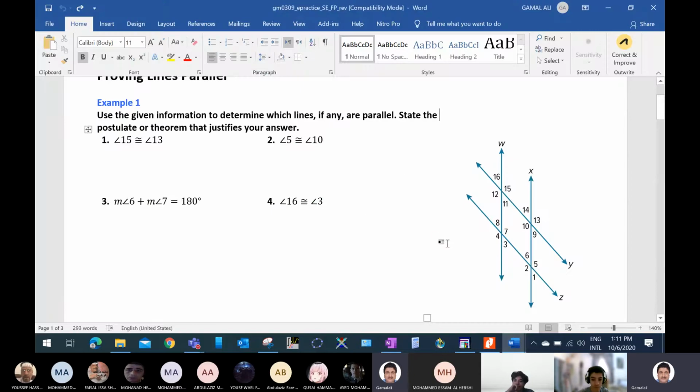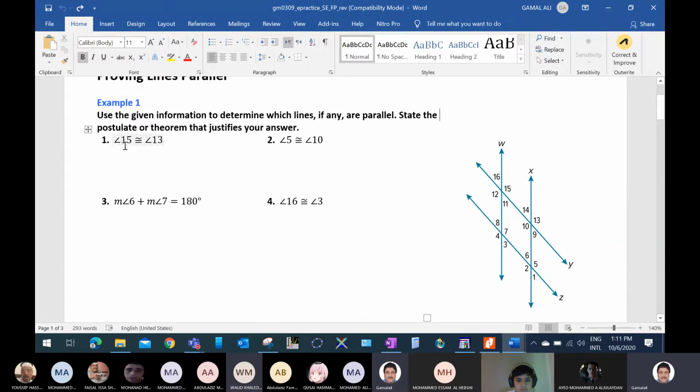I think you have a question. You had a question like this in the quiz yesterday. Use the given information to determine which lines, if any, are parallel. State the postulate or theorem that justifies your answer. Okay? Yes. Angle 15 and angle 13.